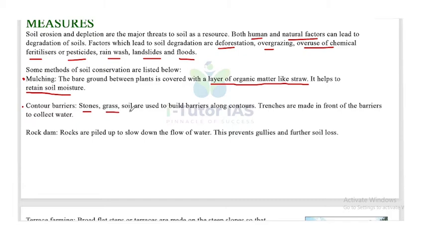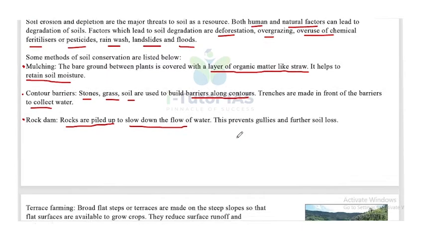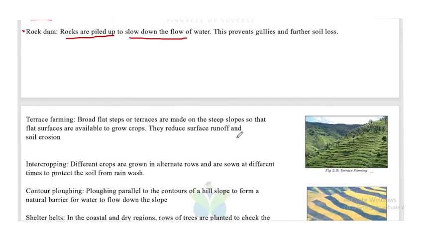Stones, grass and soil are used to build barriers along contours. Trenches are made in front of these barriers to collect water. So the second method is contour barriers. Next one is a rock dam. Rocks are piled up to slow down the flow of water. This prevents gullies and further soil loss.